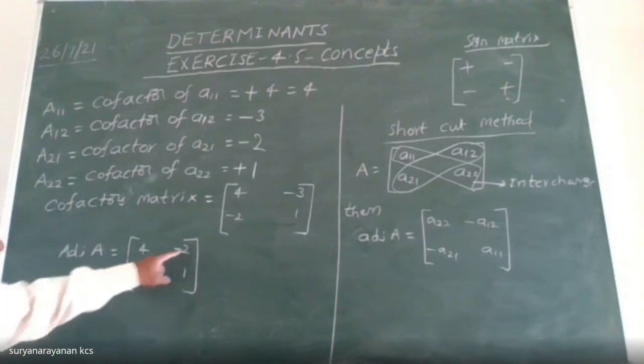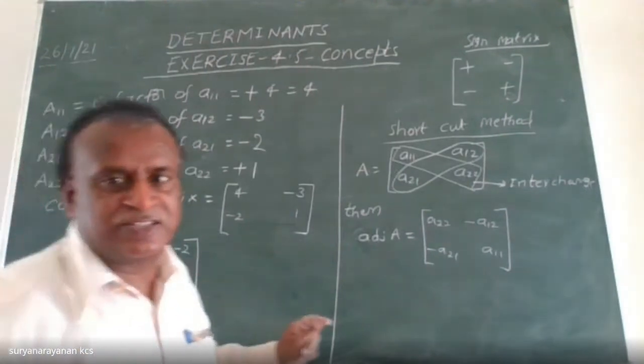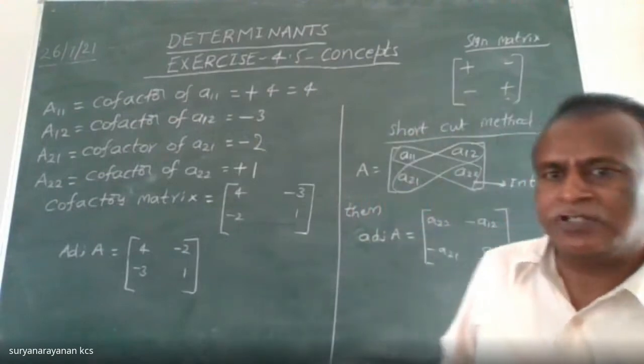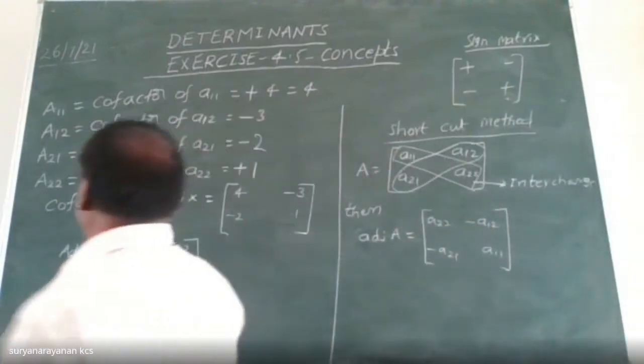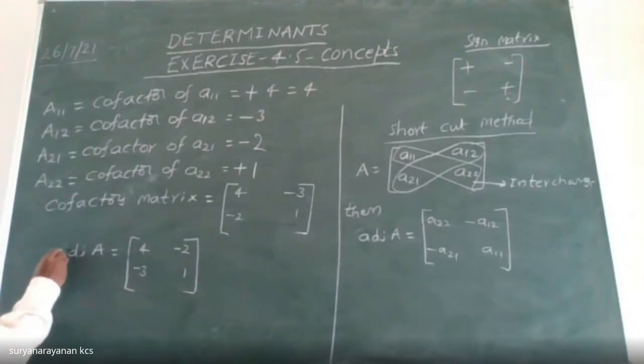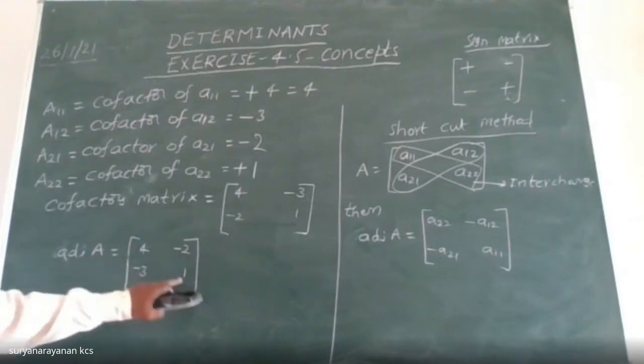And in these diagonal elements, we have just changed the sign. Yes or no? If you observe matrix A and adjoint A, if you observe these two matrices, we have changed the sign.